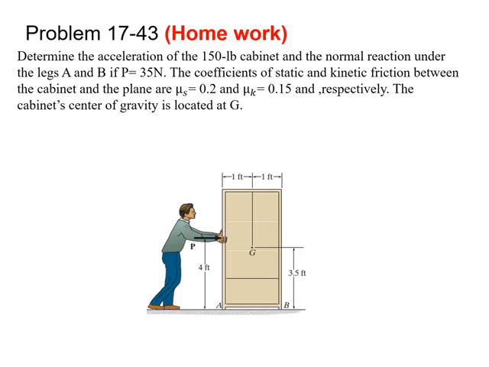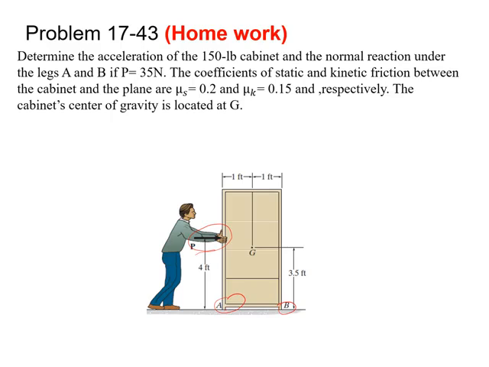The coefficient of static friction and kinetic friction between the cabinet and the plane is mu s equal to 0.2 and mu k equal to 0.15. The cabinet's center of gravity is located at G. Here the normal forces Na and Nb will act at these points. This P force is given.